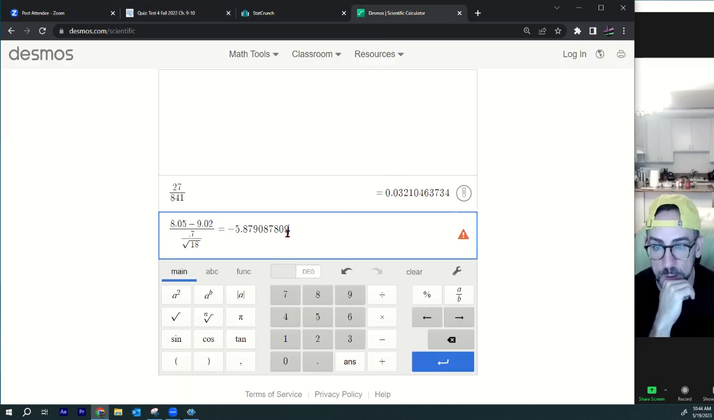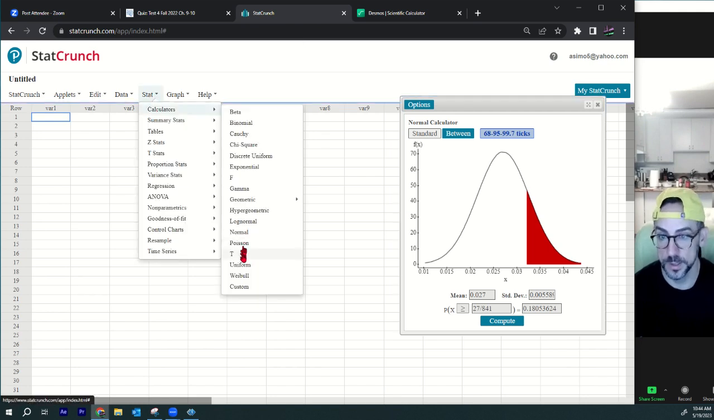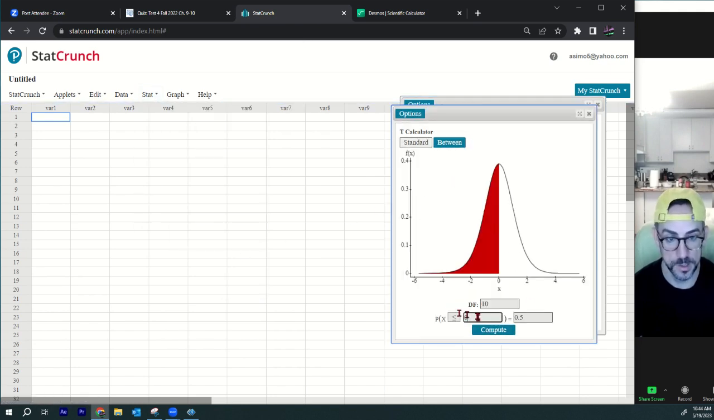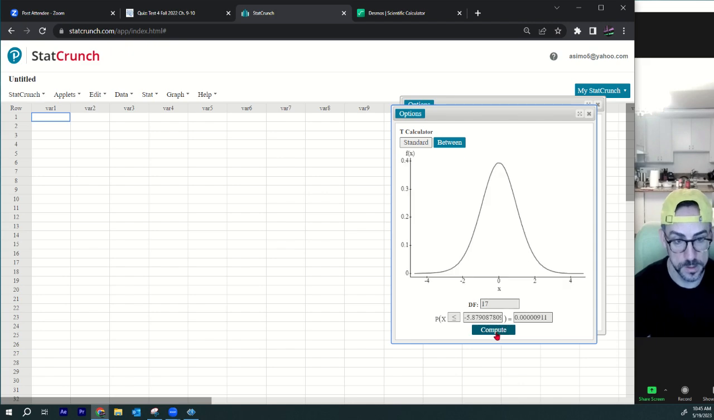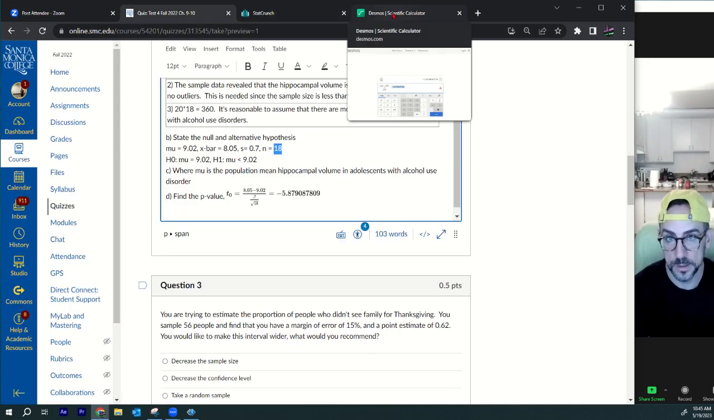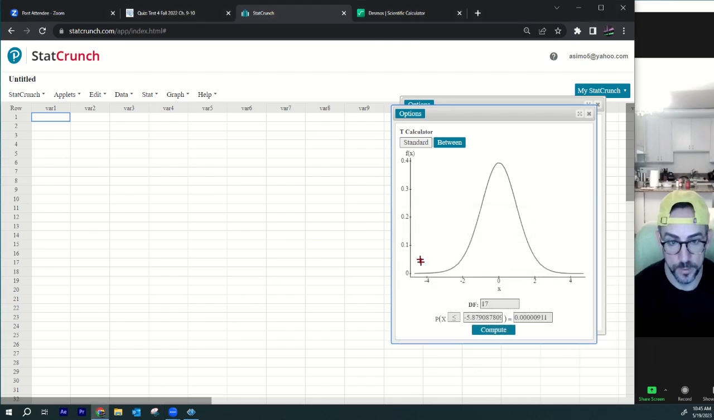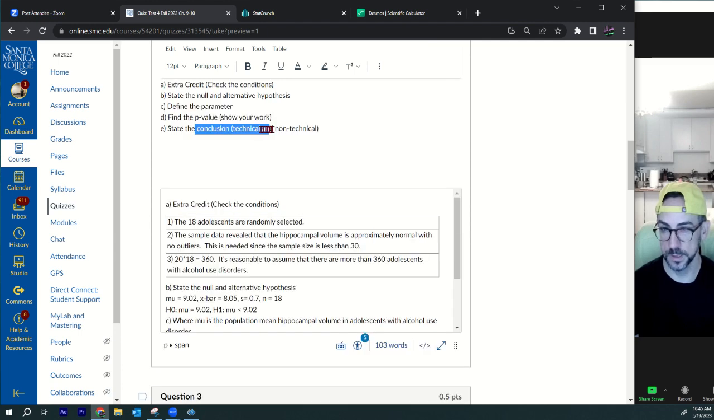Now we just get our p-value. For the p-value, we need this number. It's a huge number. Control C. Stat, calculator, T. Paste that number right here. I think this is 17. Is it 17? I think so, right? 18. Is this correct? Yeah. Small p-value. Anything else? State the conclusion. No type 1, type 2 error on this one?